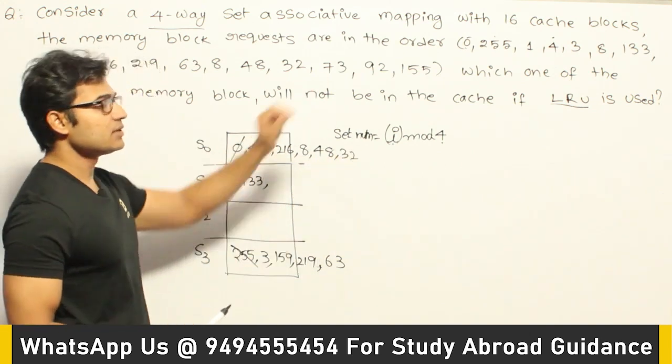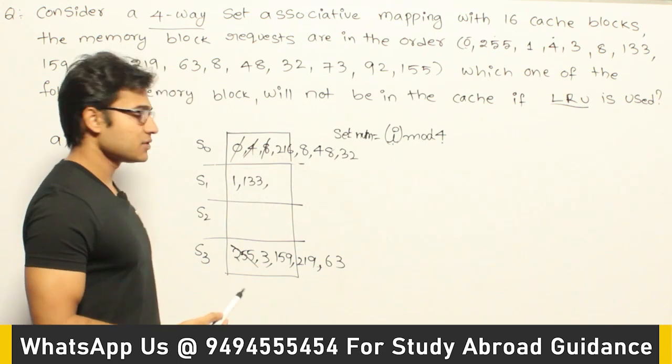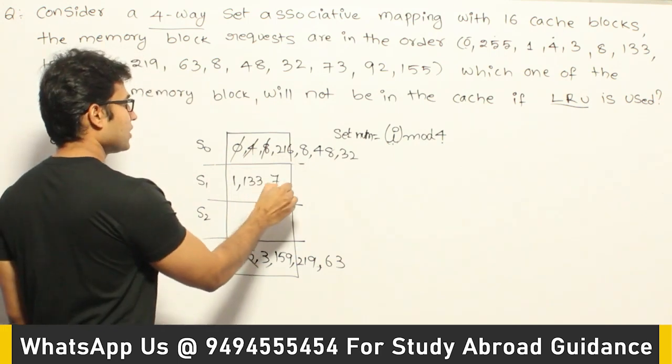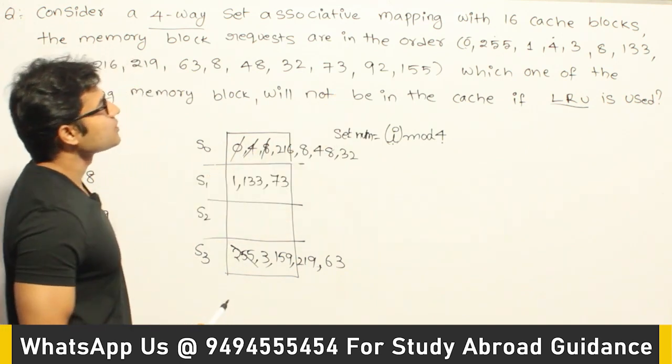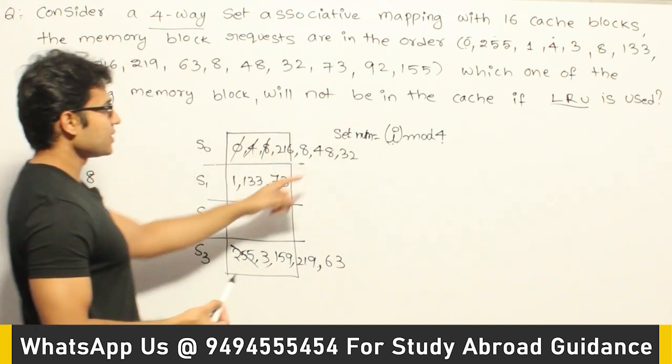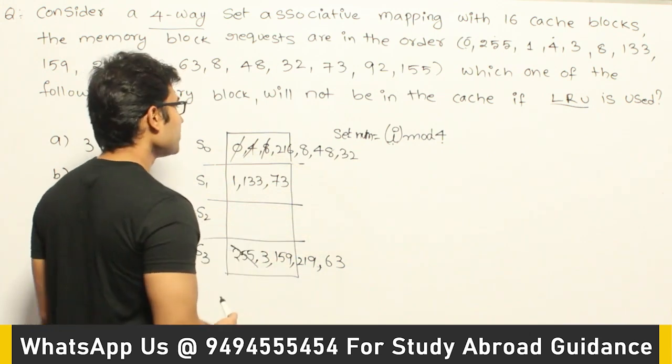And the next one is 73, right? So the remainder is 1. So we have place here. So you can directly put 73 here. And the next one is 92. The remainder is 0, right? So where are you going to place here? Here, right? So which one should be replaced?